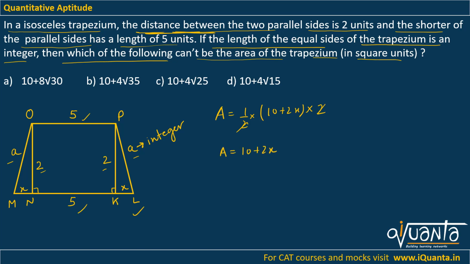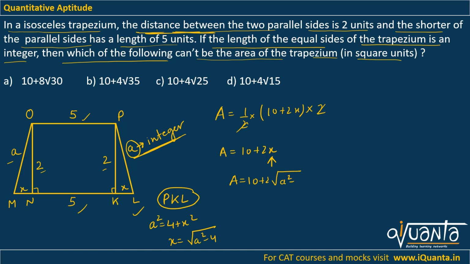Now we have to talk about the integer value of A. So I can replace this value of X by this A over here, because this triangle PKL is a right angle triangle. So in that I can write A square equal to 4 plus X square. That means I can replace this X by under root A square minus 4. So let me write it as area equal to 10 plus 2 times root A square minus 4.